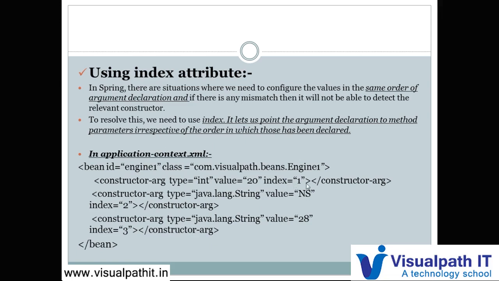Here we are mapping each and every argument with the value for all the arguments within that Engine1 class in visualpath beans. So the point is that the argument declaration to method parameters will be irrespective of the order in which it has been declared. It will mainly consider these indexes within the applicationContext.xml. That is why it is also one way of resolving the issues in the constructor arguments.